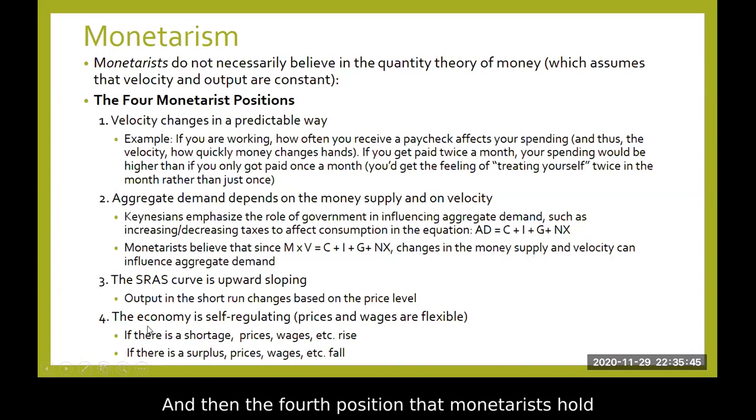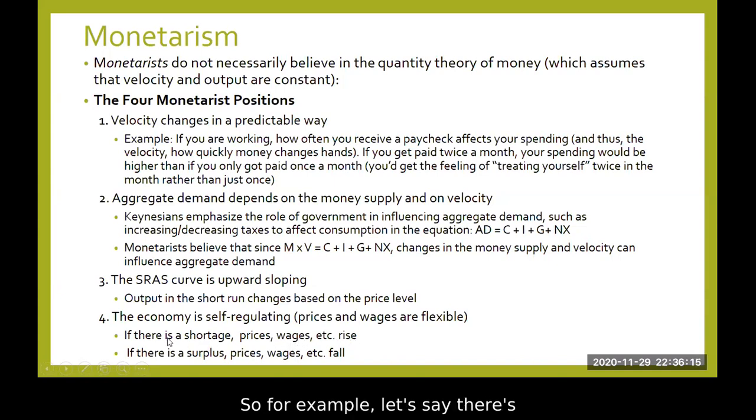And then the fourth position that monetarists hold is that the economy is self-regulating. So this is because in monetarism, we believe that prices and wages are flexible. So anytime you have a shortage, then prices will go up. And prices in all forms. So prices, wages, interest rates.